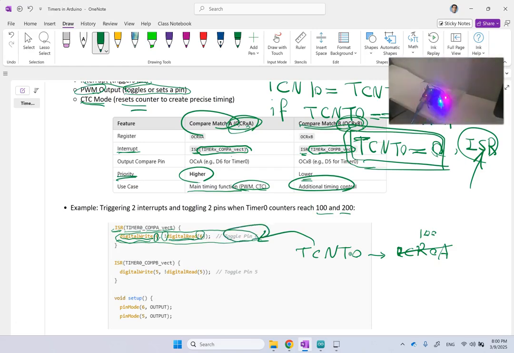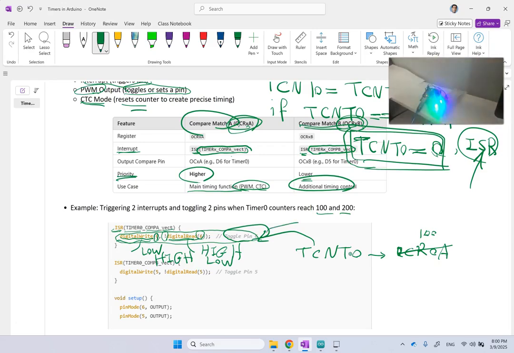It means, hey, read whatever it is. If it's high, for instance, what is the not of high? It's low. So write a low to it. So if it was high, write a low. And of course, if it was low, guess what? Write a high. So you're switching the voltage on pin number 6, which is, remember, attached to timer 0, and you're toggling pin 6.